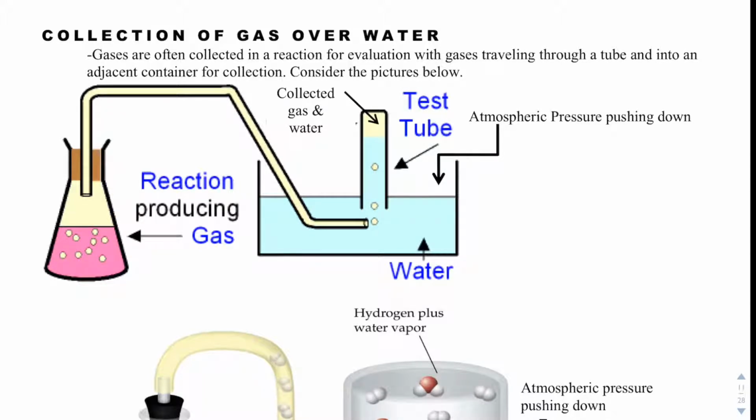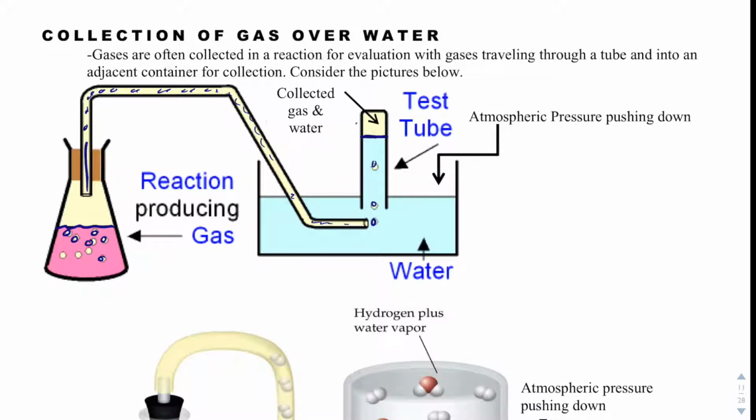So what we will typically do is we'll have an Erlenmeyer flask. We'll have some sort of reaction going on where we're getting a gas. And then we will use tubing to have the gas travel through the tube. And then we'll have another tube where we collect the gas. To keep the gas from escaping, we will submerge the tube first in water, and then the gas will come into the tube and displace the water. And so there's a little bit of water in there, and you'll get really good at this once we do it in lab.